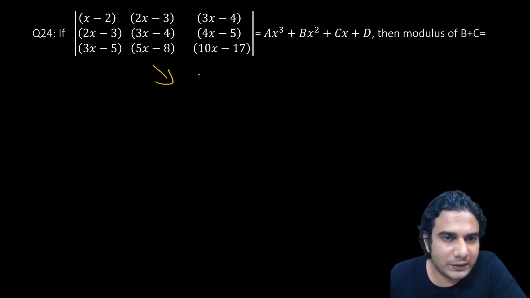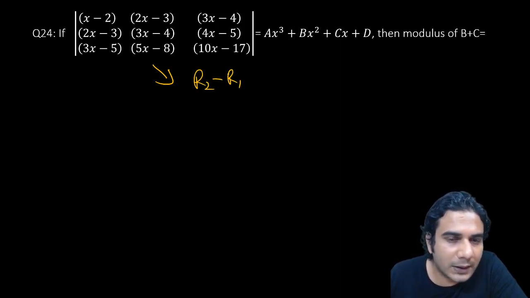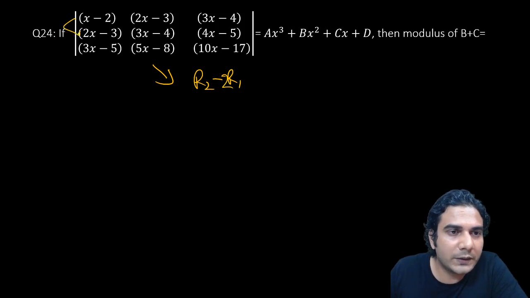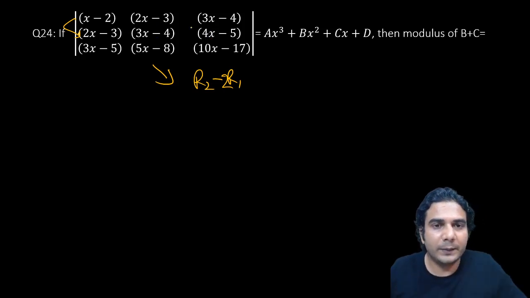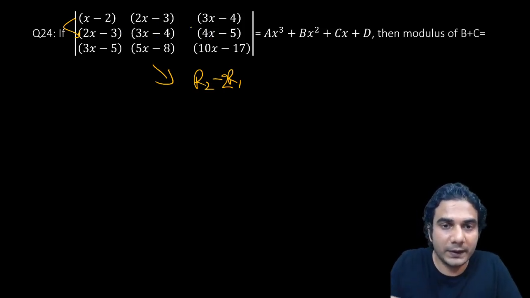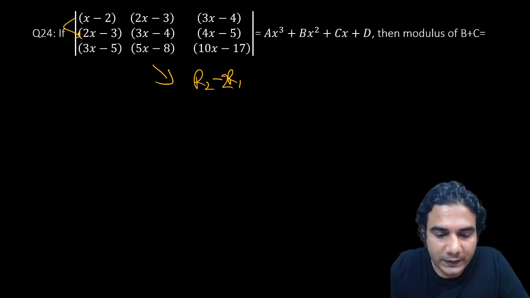So to simplify it, you can write R2 minus 2R1. If you subtract twice of this, this x will get cancelled, and let me check if that works. Yeah, this will become a constant, and let me also check the numbers first of all, because in this there might be some calculation error as well.